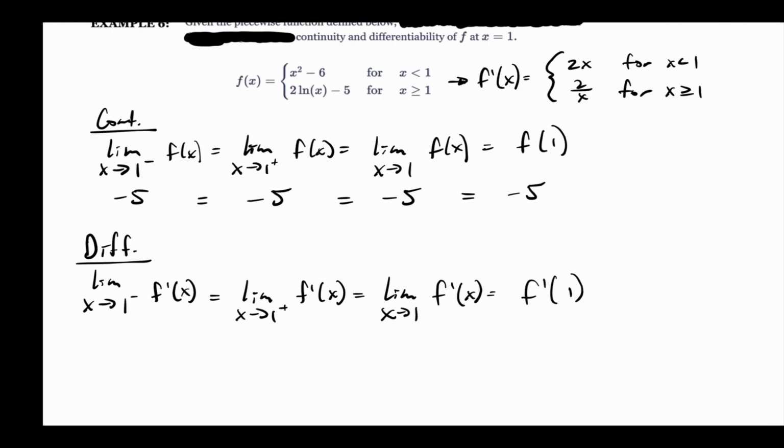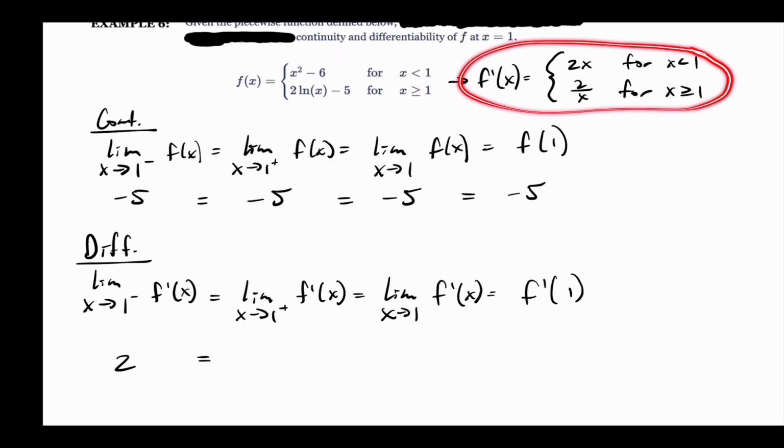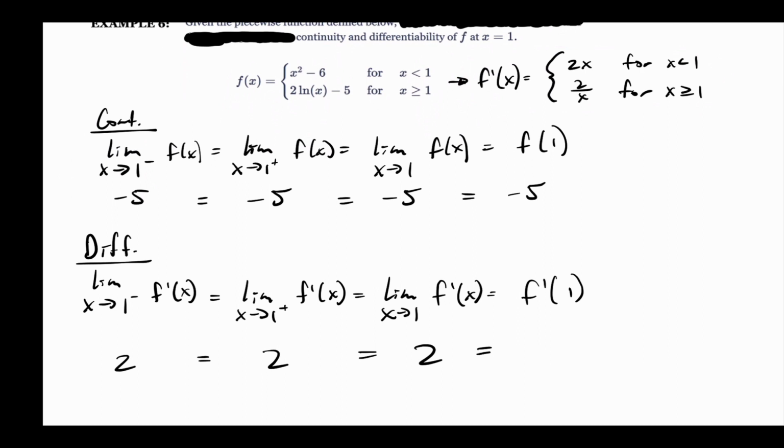Differentiable. So plug in 1 to the top, I get 2. Now I'm over here. Plug in 1 to the bottom, I get 2 as well. And if I plug in 1, I would get 2 here. So they're differentiable and continuous at x equals 1. Okay? It's not always going to be the case that they're both.